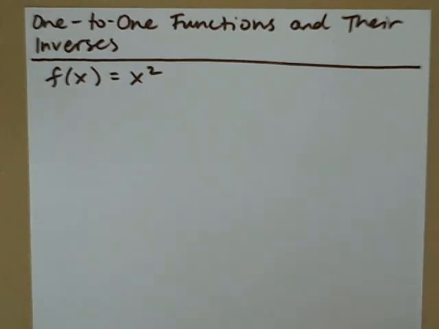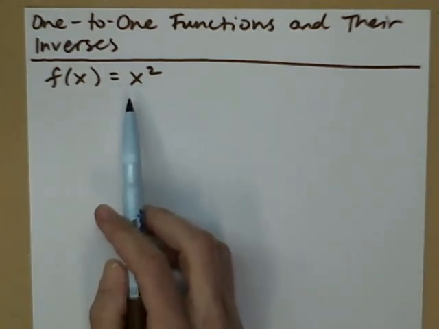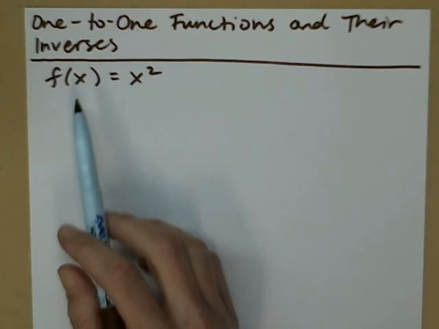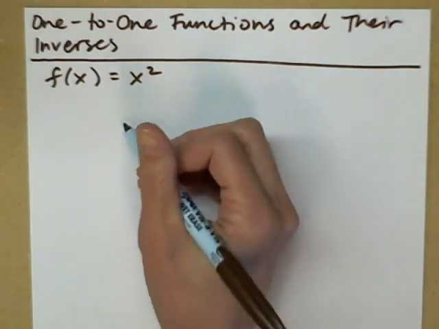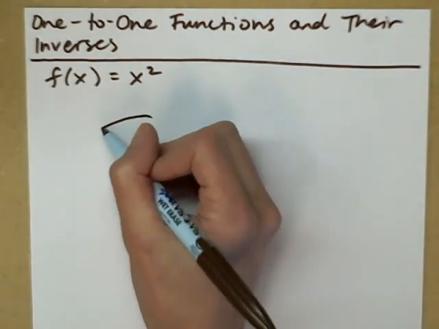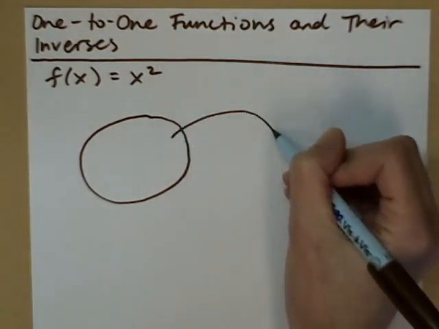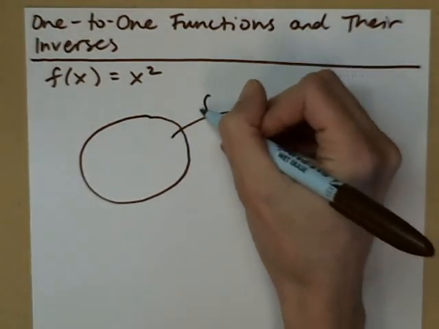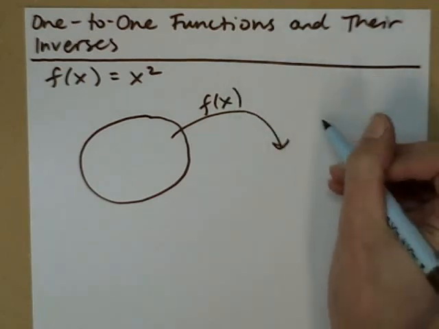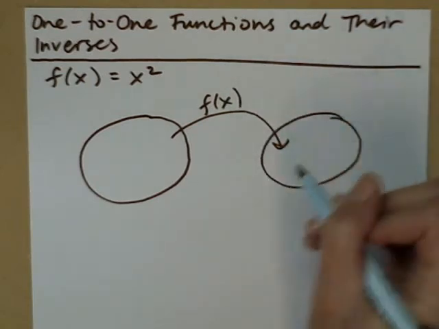Let's talk about one-to-one functions and their inverses. So we've seen how to take an inverse function algebraically, but I want to talk about what functions have an inverse and which functions don't. So I'm just going to give us a set of numbers to start with here, and we're going to apply this function f, which squares my values, and we're going to get our outputs on this side.